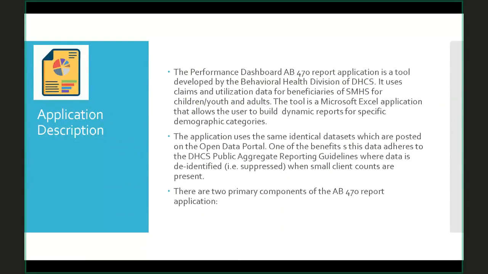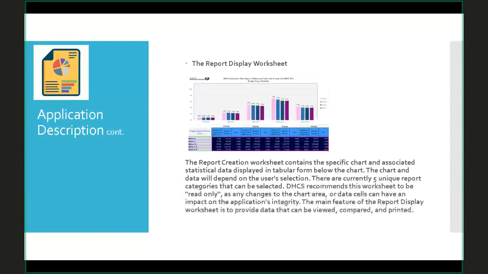So again, further description of the report: there are two major components. As you see here, this is the report display worksheet, and this is really, quote, the report, end quote. It's broken down into two pieces. There's a standard chart of different types. This one's a bar chart for penetration and engagement. And then the bottom part is a tabular region, which shows the data that is used to generate the chart. So that's what's ultimately produced when you use the application.